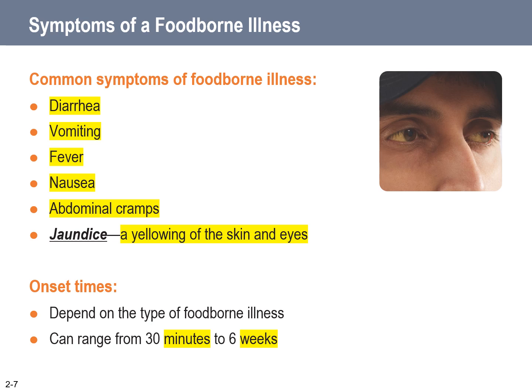but then another symptom is an actual person vomiting. Onset times vary depending on the type of foodborne illness that you have. It can range from 30 minutes after eating the food to up to 6 weeks after eating the food. So it's very important, if you get diagnosed with a foodborne illness, especially a seafood toxin, to remember the last time you ate seafood, because that could be the last time you got sick.